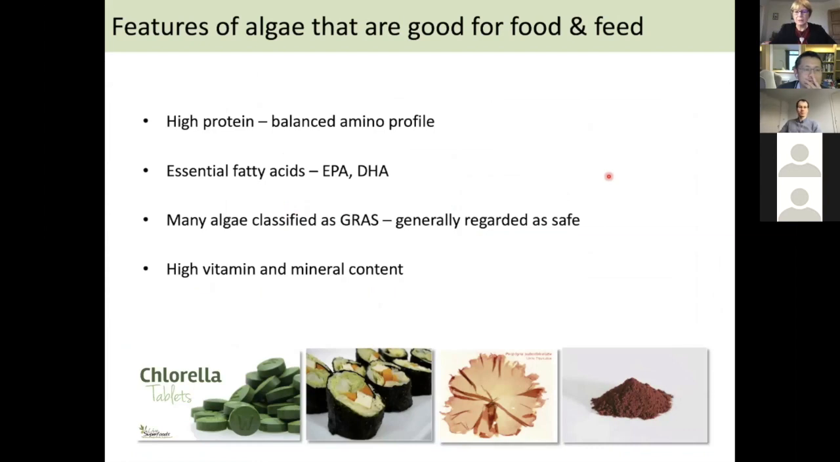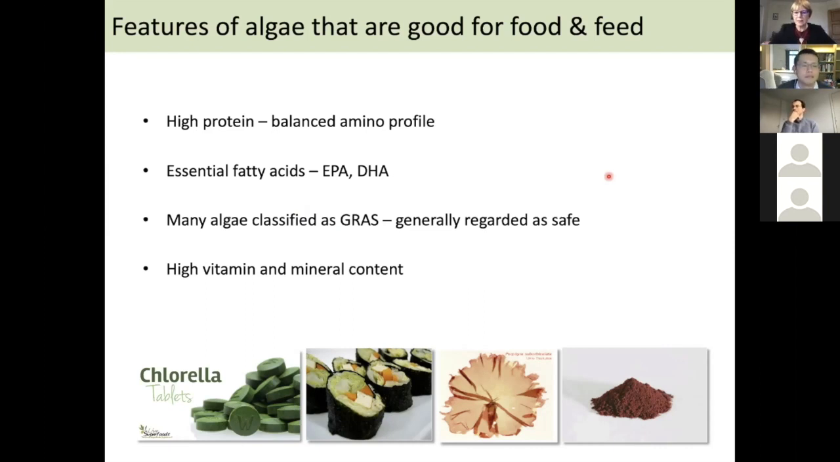Instead, I'll talk about something which is slightly lower value, but nonetheless, you don't need to produce at such a scale as you would for biodiesel. And that is for food and feed. There are lots of features of microalgae that are good as a feedstock for producing food. Firstly, because they're photosynthetic, they have a very high protein content. The proteins involved in photosynthesis have a balanced amino acid profile.